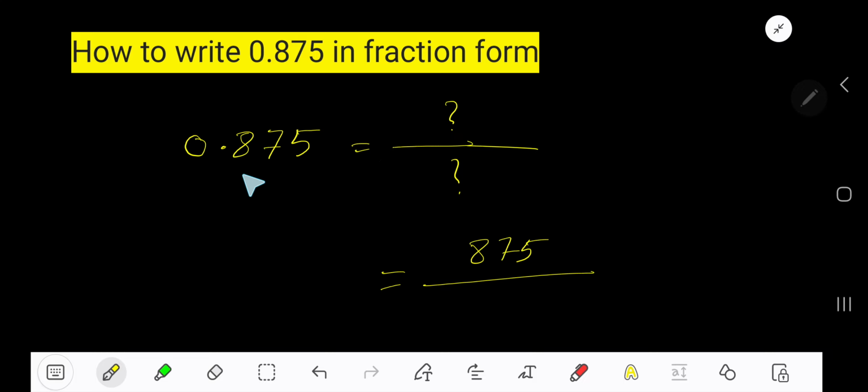And for the denominator, for each digit after the decimal, we have to consider 10. Here we have 3 digits, so write 10 times 10 times 10, as a multiplication.